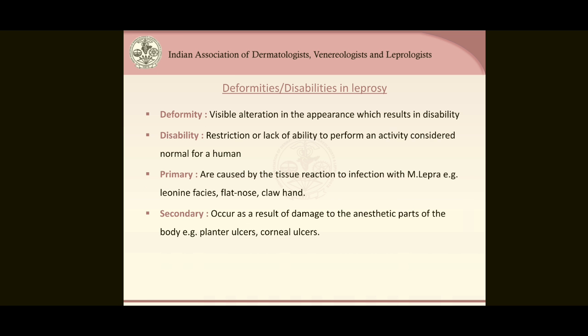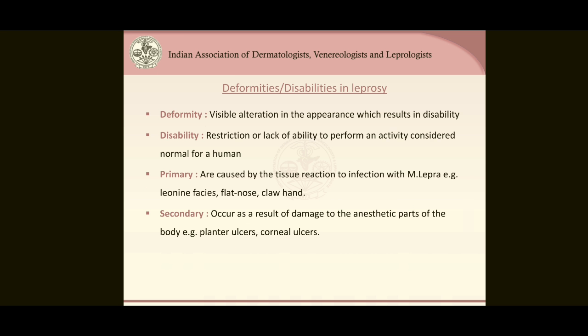So, part 1 of the complications we have dealt with, that is very important, is type 1 and type 2 reaction, which has to be very well managed, otherwise the patient will have deformities and disabilities. Deformity is defined as visible alteration in the appearance which results in disability. Disability is defined as restriction or lack of ability to perform an activity which is considered normal for a human being.